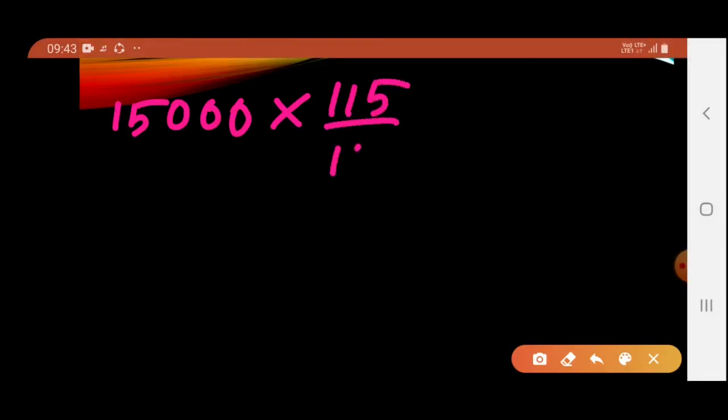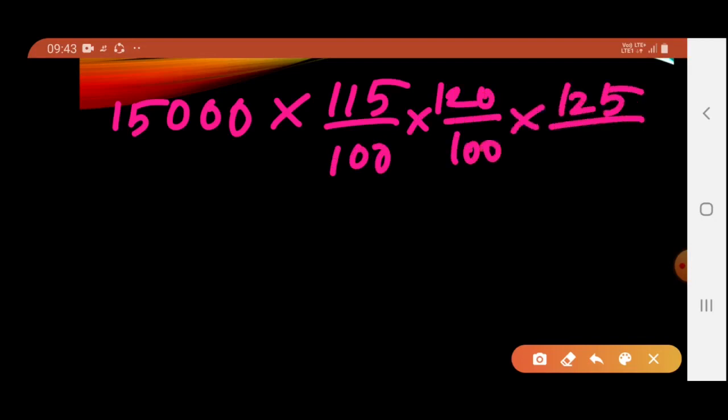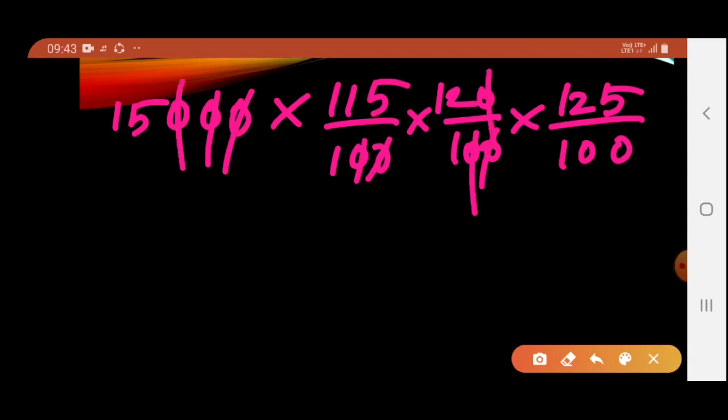We have 15,000 into 115 by 100 into 120 by 100 into 125 by 100. If we simplify this, we can find the amount. Listen, these two zeros will be cancelled. Here this zero will be cancelled, and this zero will be cancelled. Now here 125 and 100 are there.